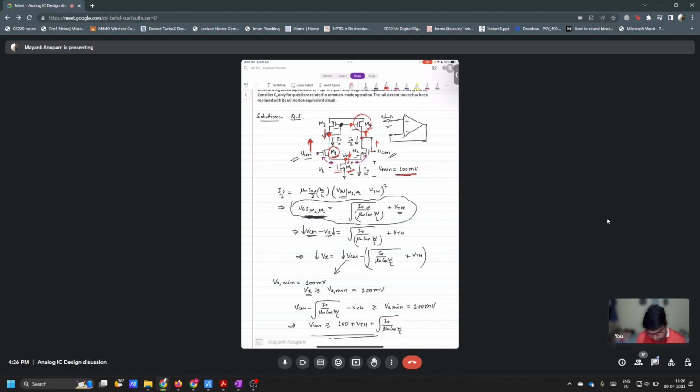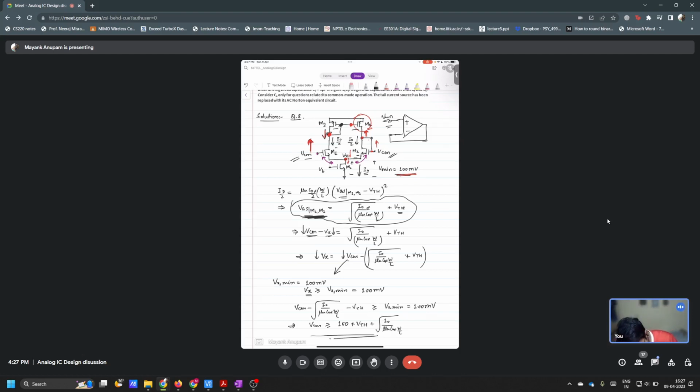Sir, in case of M1, VCM is increasing. Then I naught by 2 is constant, right? Correct, I naught by 2 is constant. So Vx is also increasing. Yes, definitely. So M1 VDS should be greater than or equal to VGS minus VTH. I'm not getting how M1 will be in the triode region. See, because if M1's... okay, sorry.